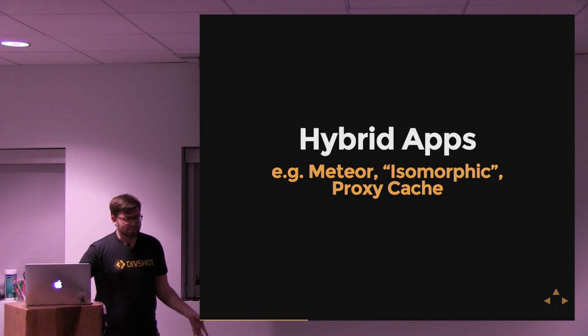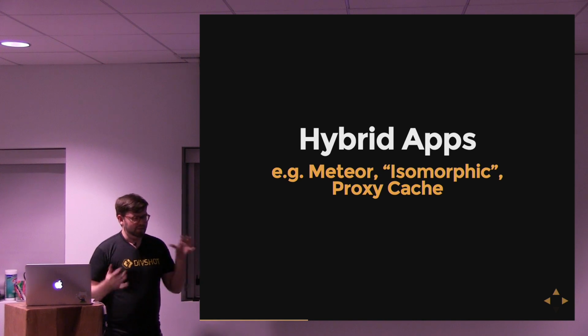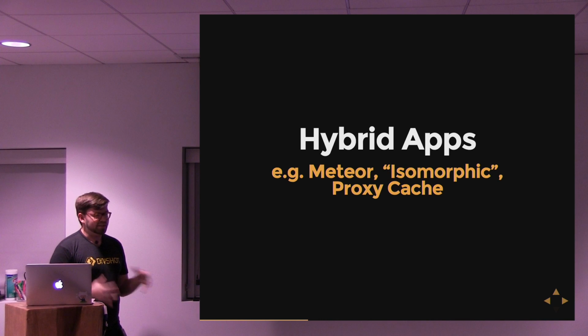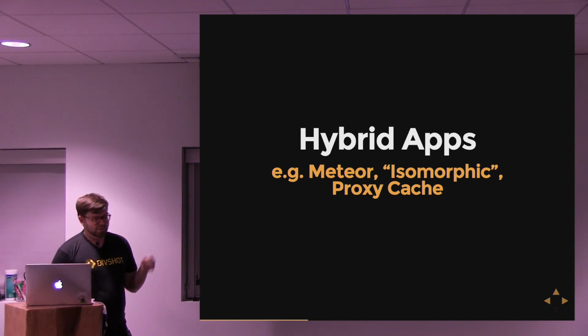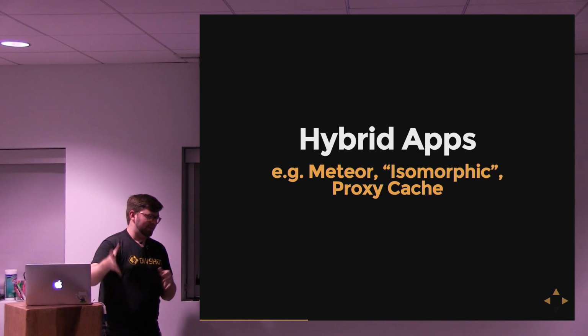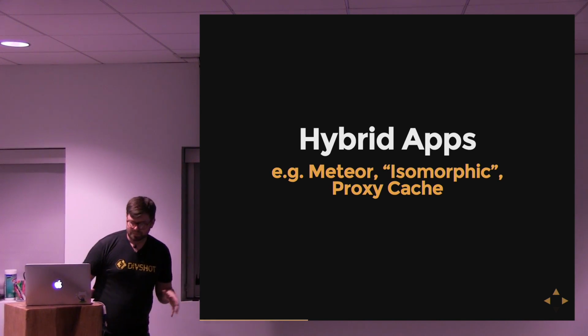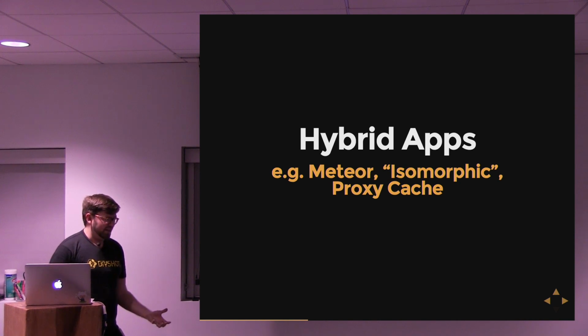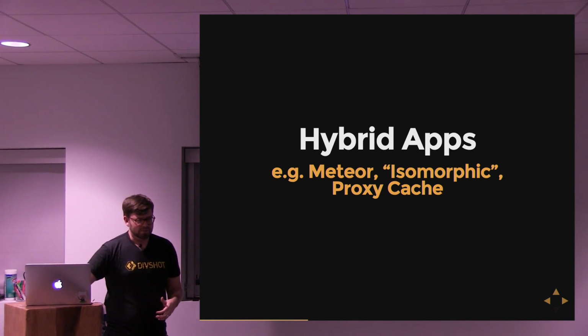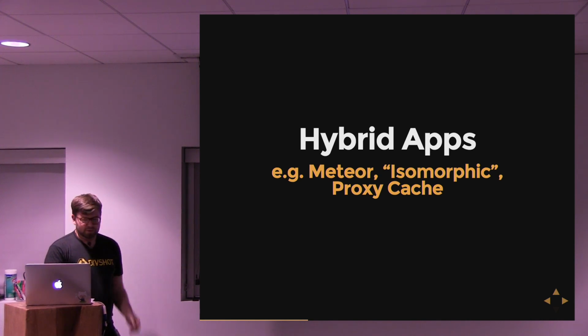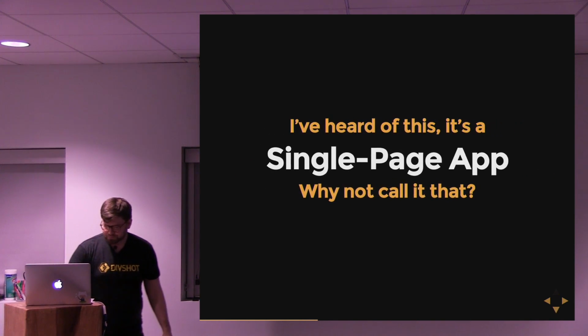There are also hybrid applications. That's things like Meteor, the Airbnb isomorphic JavaScript applications, or using a proxy cache, where you have Varnish or something sitting in between your application server and the end user, and the entire page is cached and served. That's another approach you can take. I think it has some long-term drawbacks that are similar to the request response cycle.